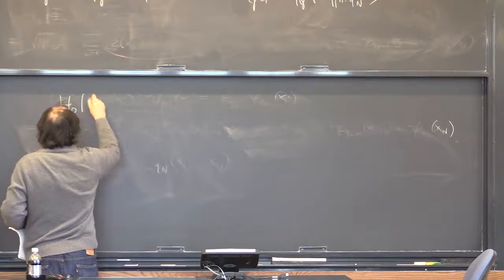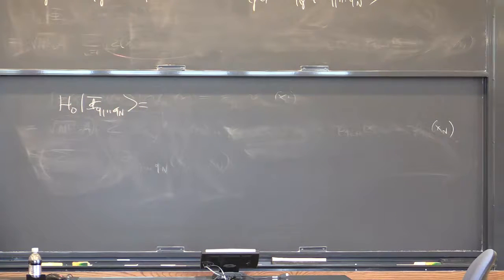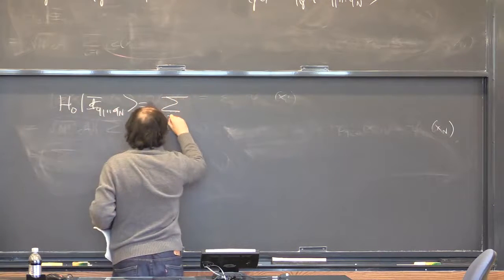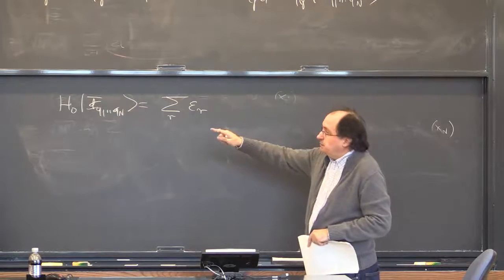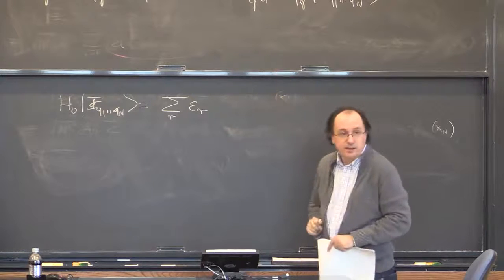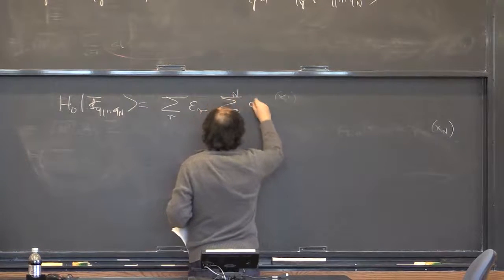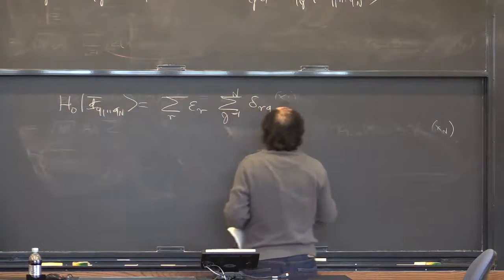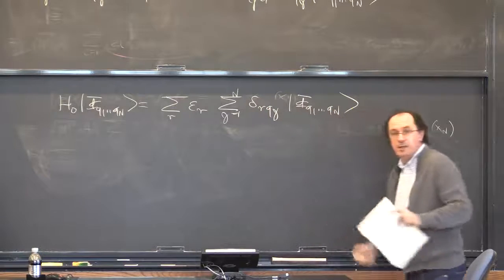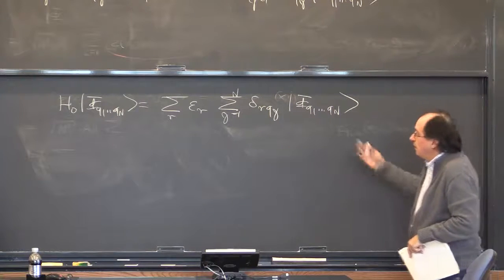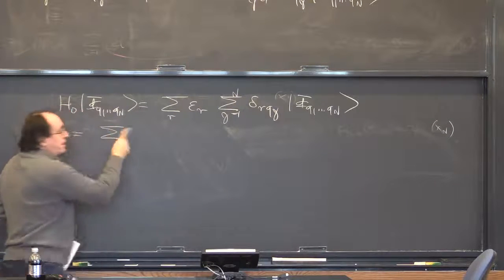H0 acting on a determinant. As you remember, what we had here was a summation over r of epsilon r, and then we have the pair X_R dagger X_R acting on X daggers, which we already worked out. We obtained a summation over gamma from 1 to n, delta r q gamma, phi q1 through qn. All right, so now it's a simple bunch of tricks at the end. We can write summations in any order we want.